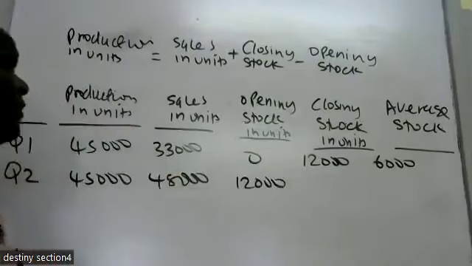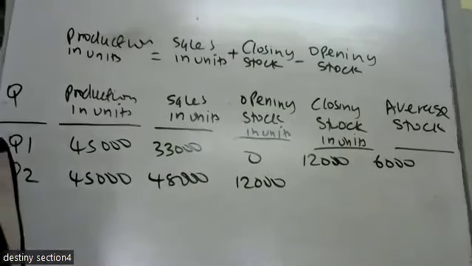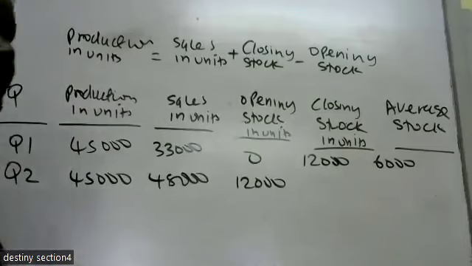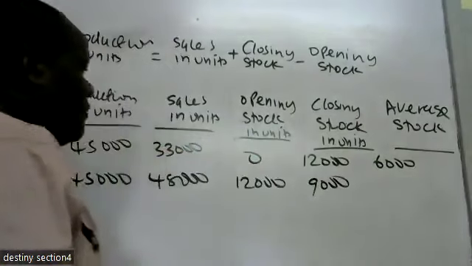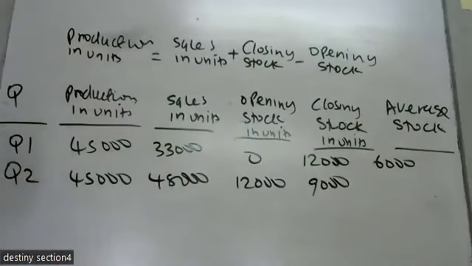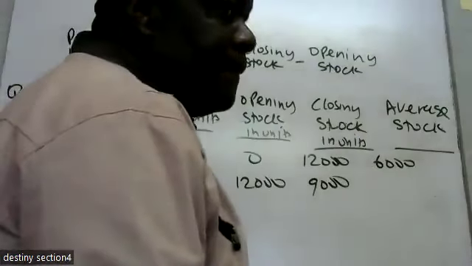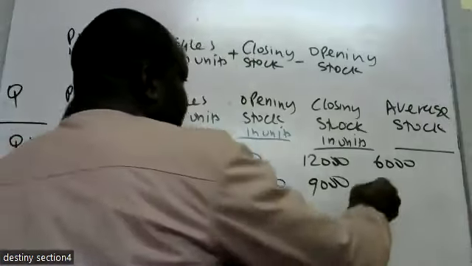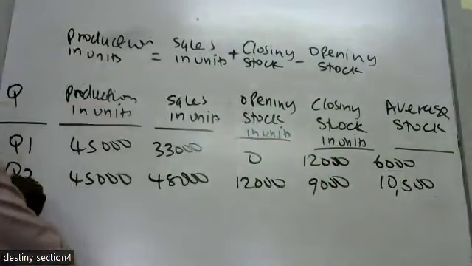Then now you can also determine what should be the closing stock. So 9,000. Then for the average stock, you add the 12,000 plus 9,000 divided by 2, which gives $10,500.